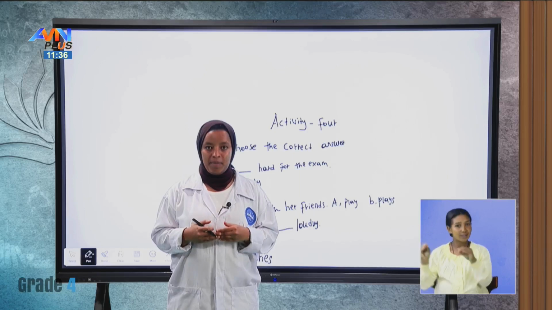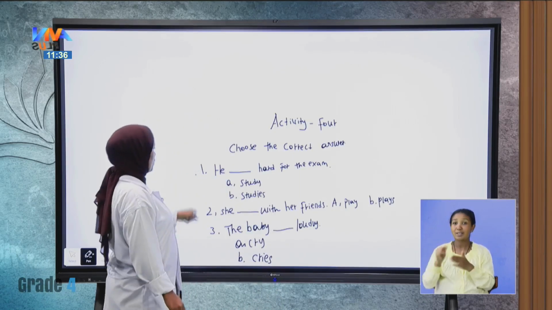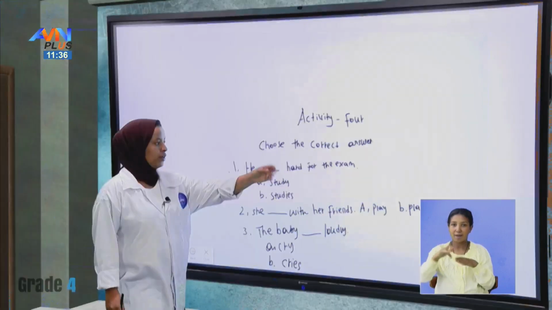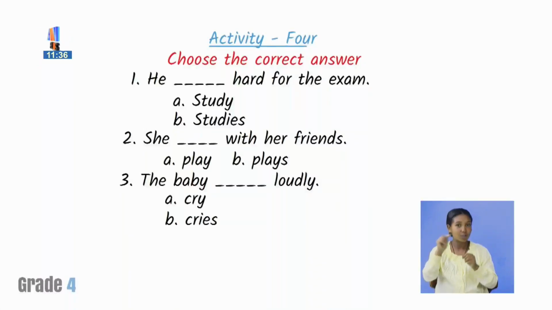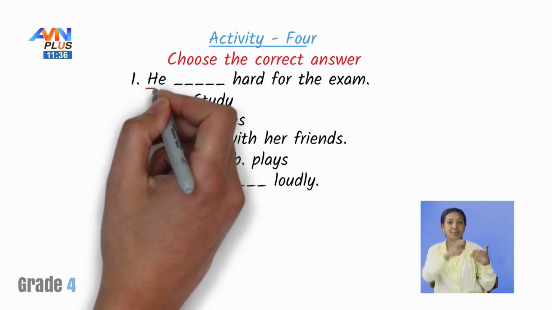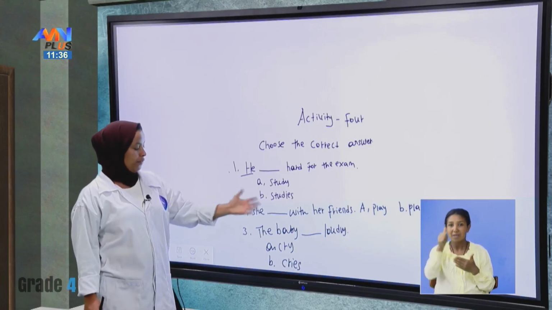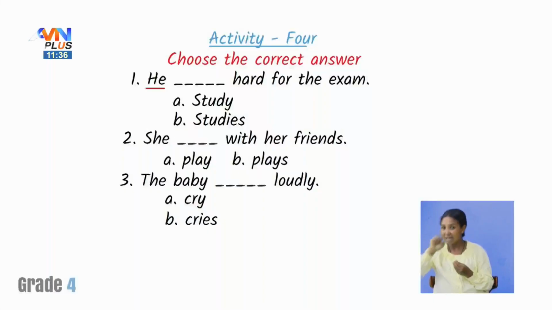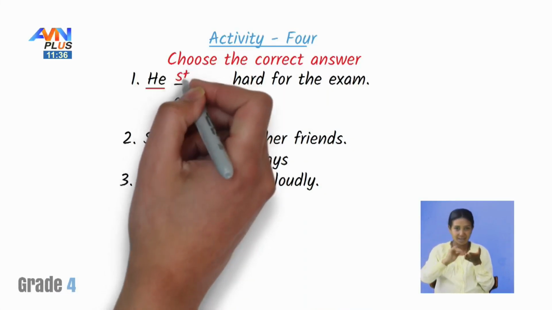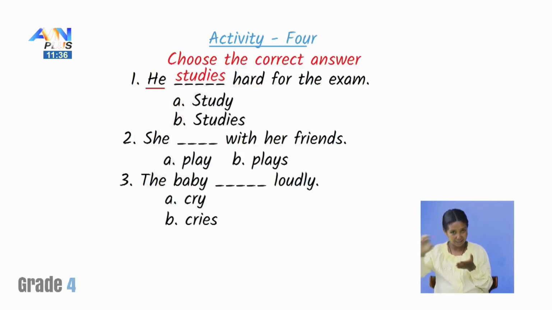Students, I'm back, so let us practice together. So here is the first question. He blank hard for the exam. So here is a subject he. So we are going to use a verb that adds S, ES, or IES. So here is study, studies, because here is a singular subject.